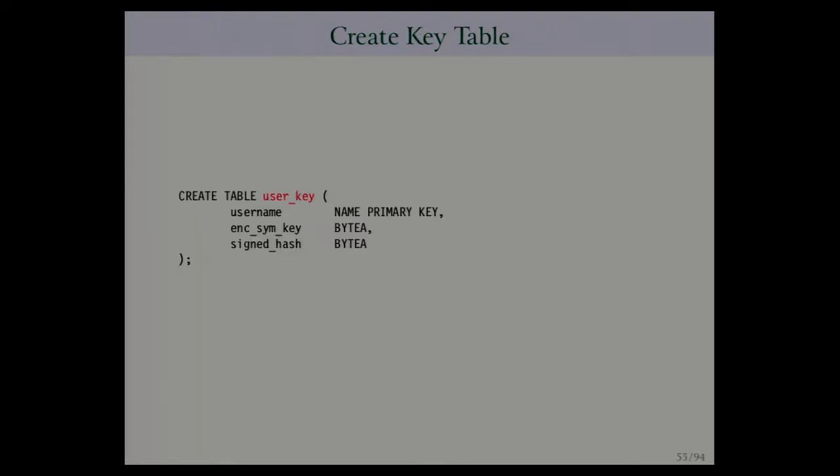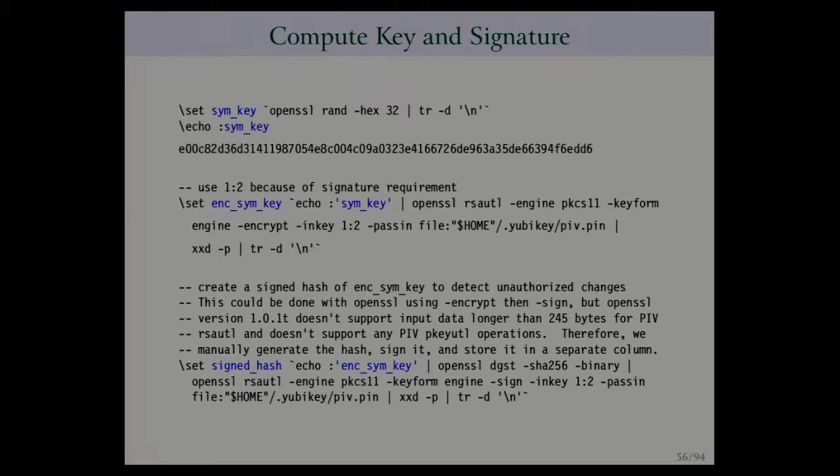Here's an example where we actually create a table for each user, and each user gets a symmetric encryption key. Effectively what we do here is, at the client side, we use OpenSSH and we create a symmetric key. Then we echo the symmetric key and store it into a variable. So here's my symmetric key, here's my encrypted symmetric key. And then we create a signed hash of that. Again, a whole lot of OpenSSH going on in here, to encrypt that.